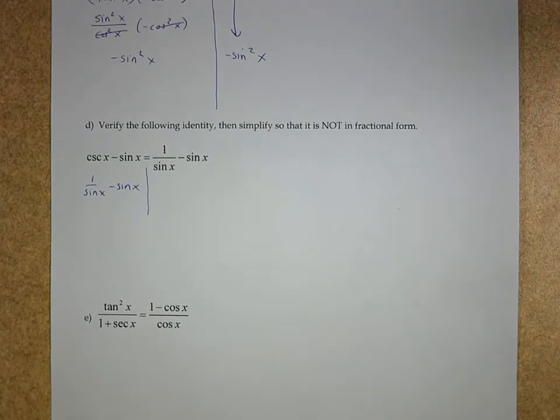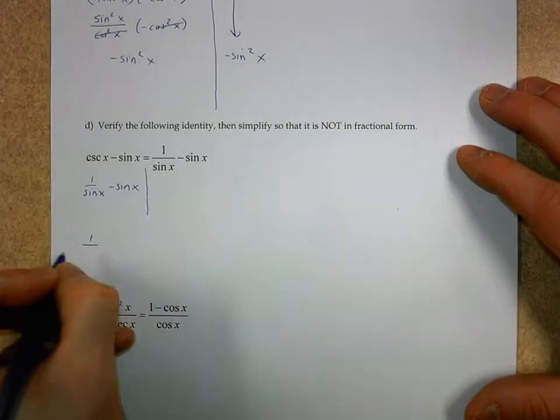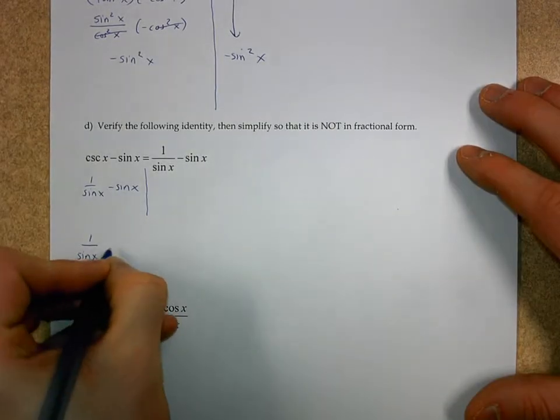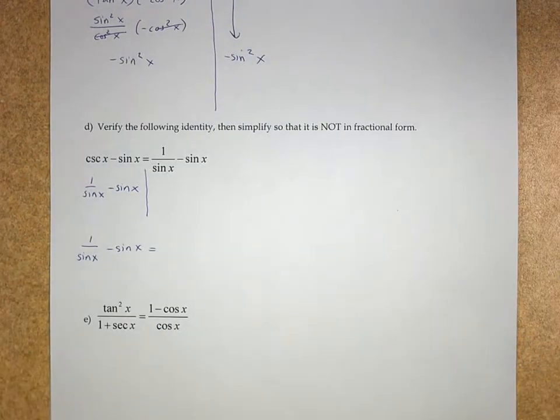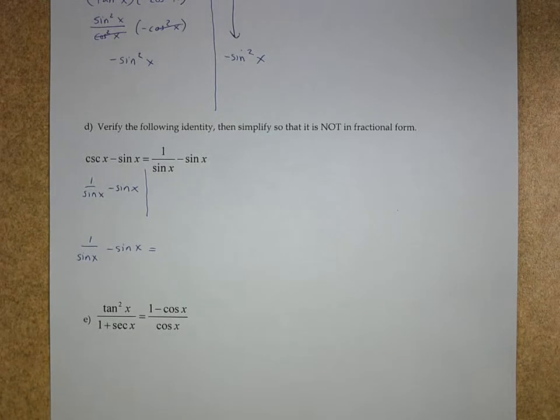But now I'm going to write it in non-fractional form. So if I've got 1 over the sine of x minus the sine of x, let's start by making a common denominator.